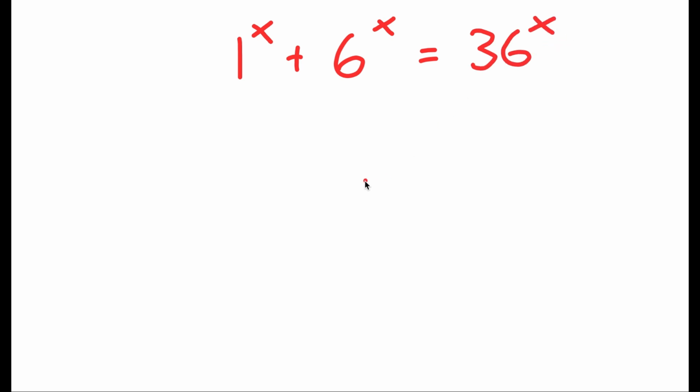Alright, so in this video, I'm going to solve the equation 1 to the power of x plus 6 to the power of x is equal to 36 to the power of x. And I want to find the value of x here. So, at first glance, this problem may seem tricky because all our terms here are in powers of x. So, how would we even tackle a problem like this?